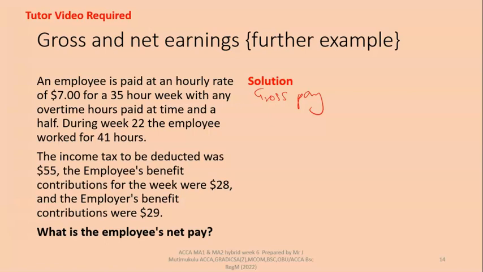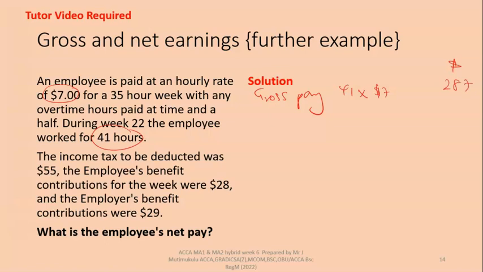All right, gross pay. We are told that this guy worked for 41 hours, so that's 41 multiplied by $7, because $7 is the charge per hour. Okay, then we get how much? Let us put the dollar sign here, so we get $287.